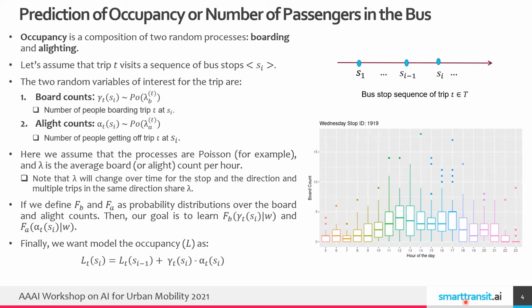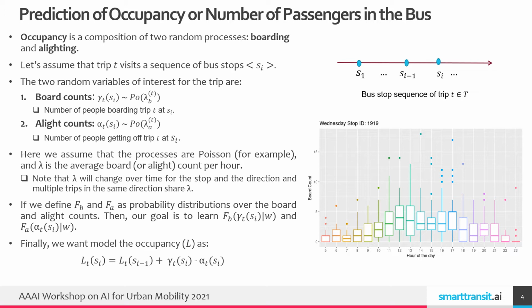A bus route is an ordered set of scheduled trips that visit a sequence of predefined bus stops. The occupancy of a trip is the number of passengers, which depends on two random processes, boarding and alighting. If we assume that trip T visits a sequence of bus stops, we would be interested in modeling board and alight counts. Exploring our data set, we found that the mean and variance of these two variables increased from early in the morning until the afternoon. However, we also noticed over-dispersion and consistent zero counts over time. This suggests that a Poisson distribution is a sensible approach to model board and alight counts.